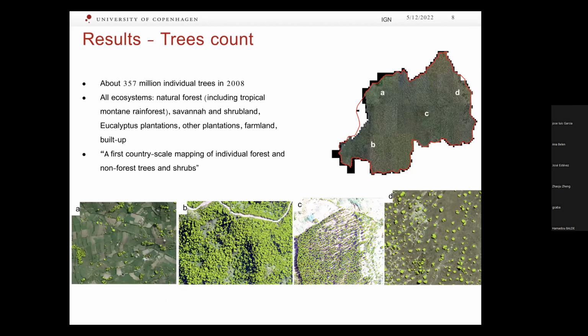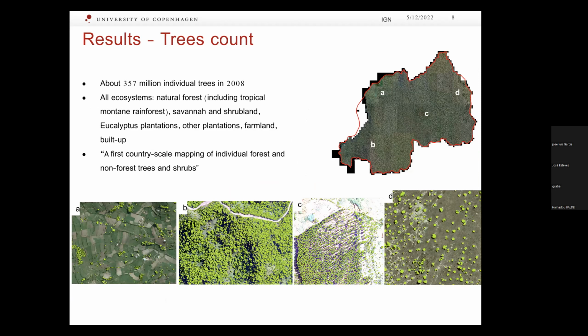This is another example, as I might have mentioned earlier, or maybe I forgot. The manuscript is under review, and we detected about 357 million individual trees in Rwanda in the year 2008, and this is before the country made commitments like the Bonn Challenge, which started a little later, and then others which added a few more trees.